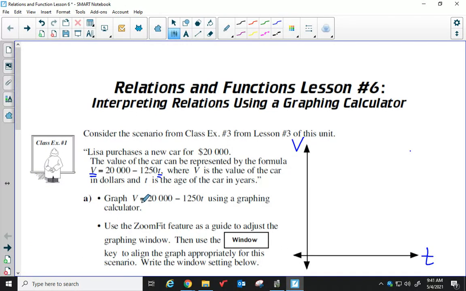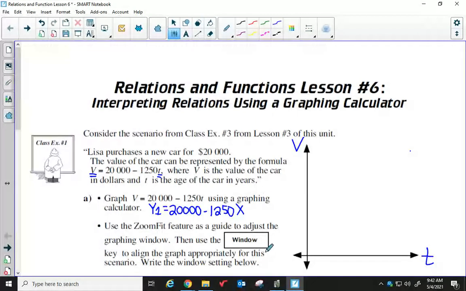Now, to put this in your graphing calculator, I'm going to write it in the form that I need to plug it in to the y equals function. So we want to write down, instead of V, we're going to write down y1 is equal to 20,000 and then subtract 1250 times, instead of T, we're going to write down X.